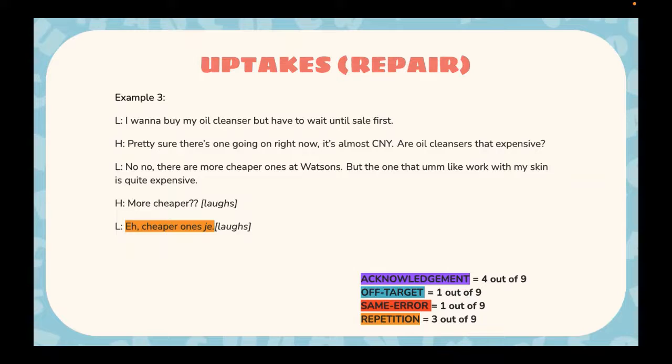And next, the uptake taken. As you can see in the orange highlighted sentence, she repeated it. She repeats the correct form of cheaper. We say, cheaper ones. So she actually took the feedback by the speaker H, and later corrected herself by repeating the correct form of the word.